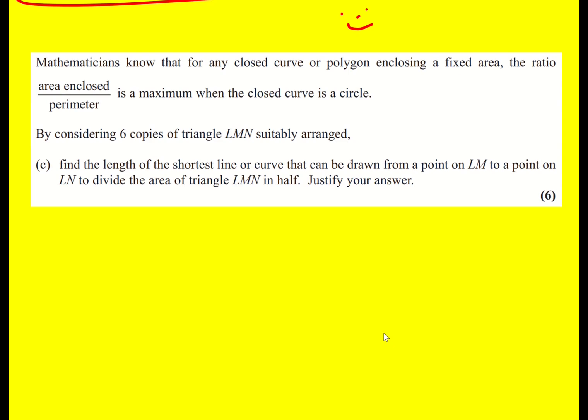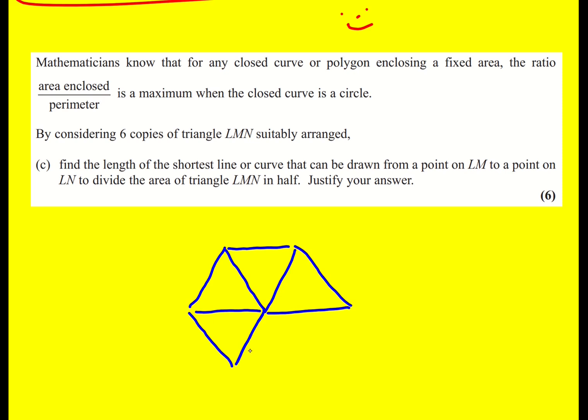I kind of just modeled my way through this one and somehow got the right answer. I'm just going to guide you through what I did. I thought, the hint really is considering 6 copies of triangle LMN. So how are we going to use these 6? Well, it's helpful to know that you can use 6 equilateral triangles to create a regular hexagon. So that is a little sketch of my regular hexagon.